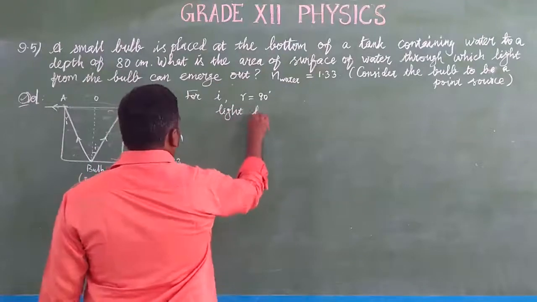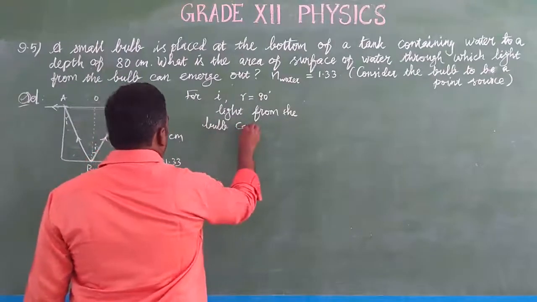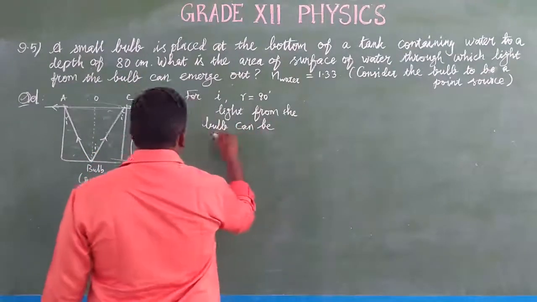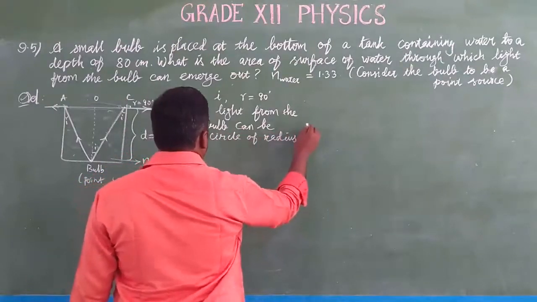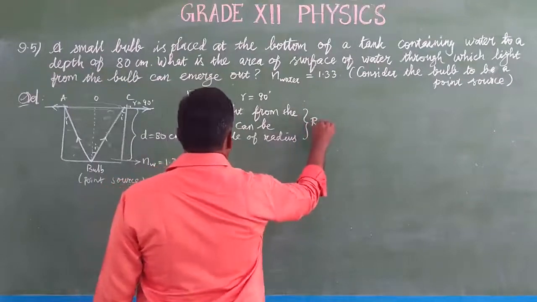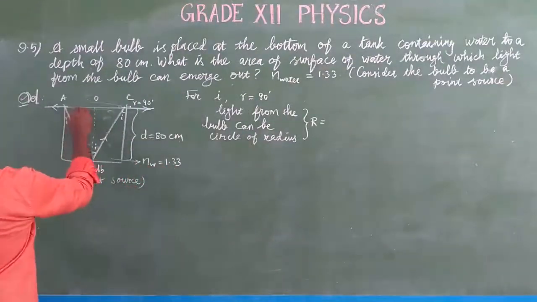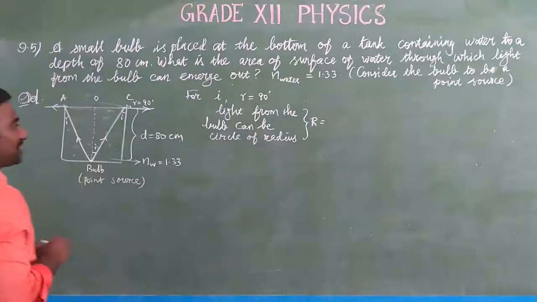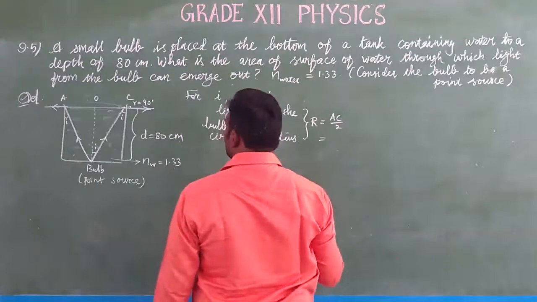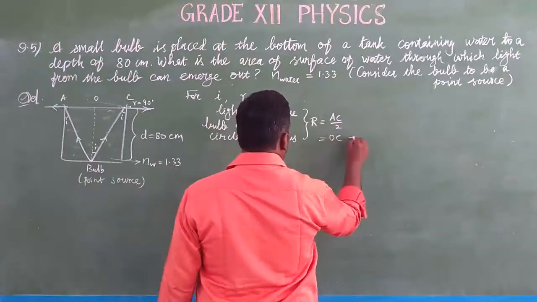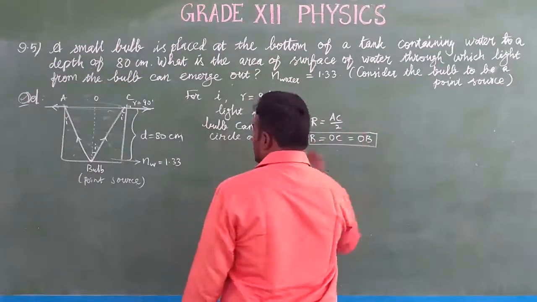And the light from the bulb can emerge as a circle of radius r. So what is the radius? That is equal to half of the diameter. This is a circular area, and the radius is half of the diameter. So what is the diameter? That is AC, and half of it is equal to OC or OB. Therefore, the radius is equal to OC or OB, that we found from the figure.